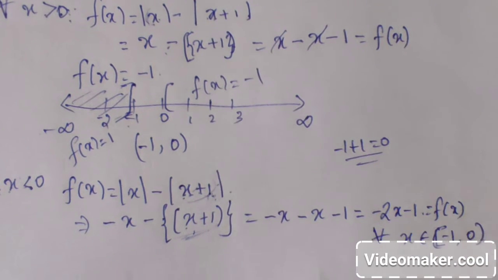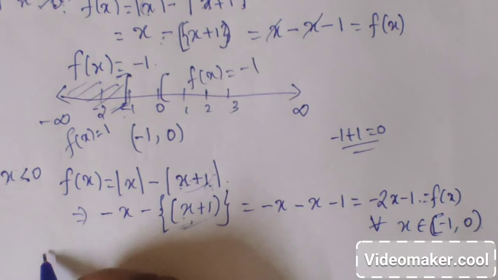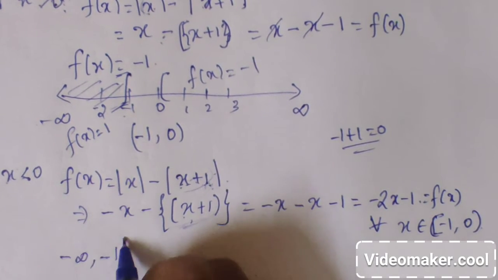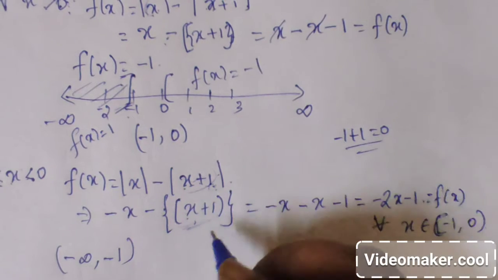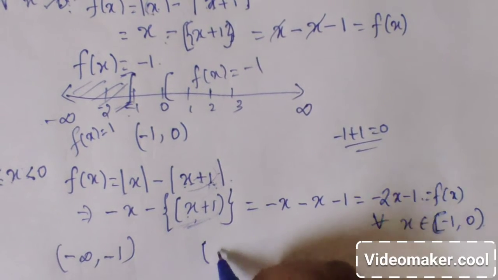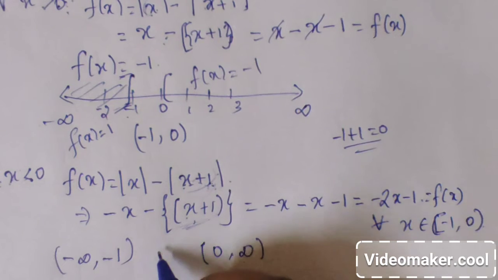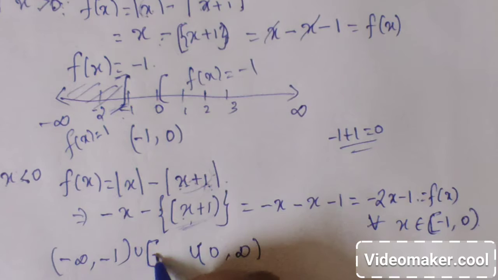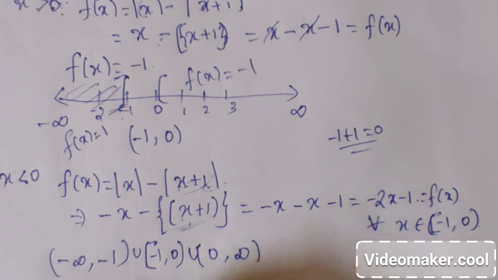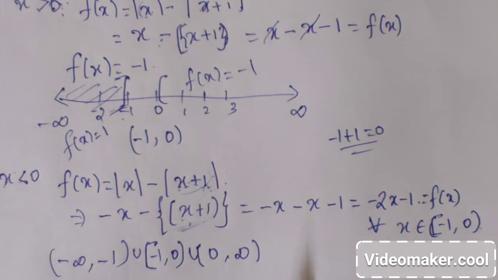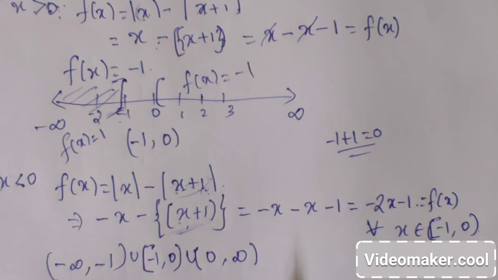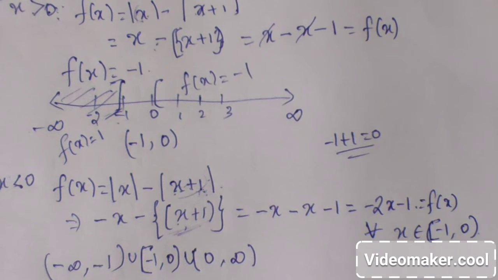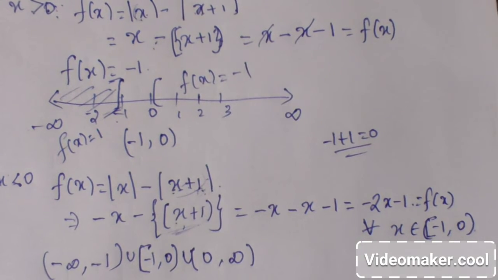In the first case we have defined it for all x less than -1, so that will be this interval. In the second case, for all x greater than 0, so 0 to infinity. And in the third case, we have defined the function in the interval -1 to 0 open. So we have covered the entire real line now. We will rewrite the function with these intervals, and we'll check the continuity of the function.